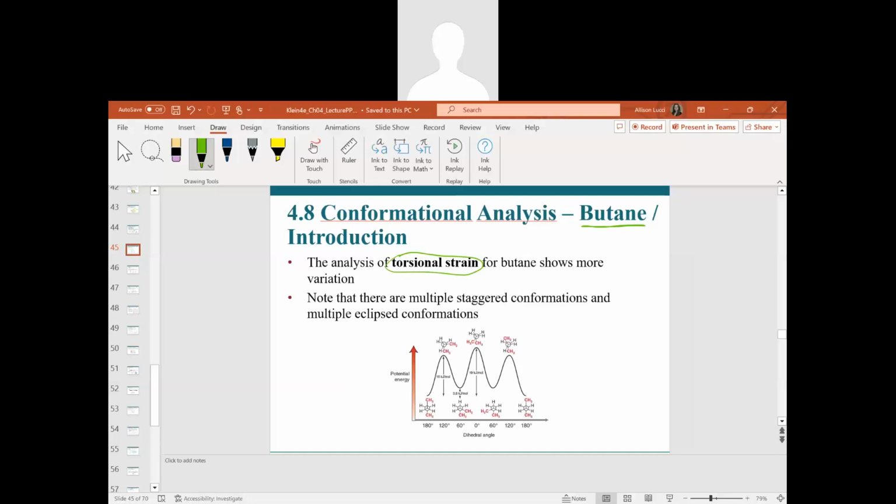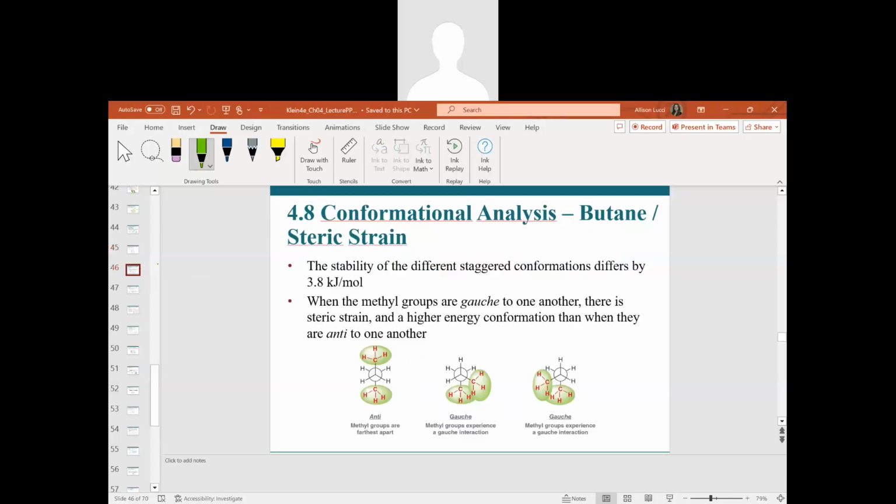We're going to see that we have some more variation with the staggered and eclipsed conformations than there were with ethane or propane because we have now two methyl groups. So we're going to see a different type of strain, or differing in our energies, due to a steric interaction. So let's take a look here.